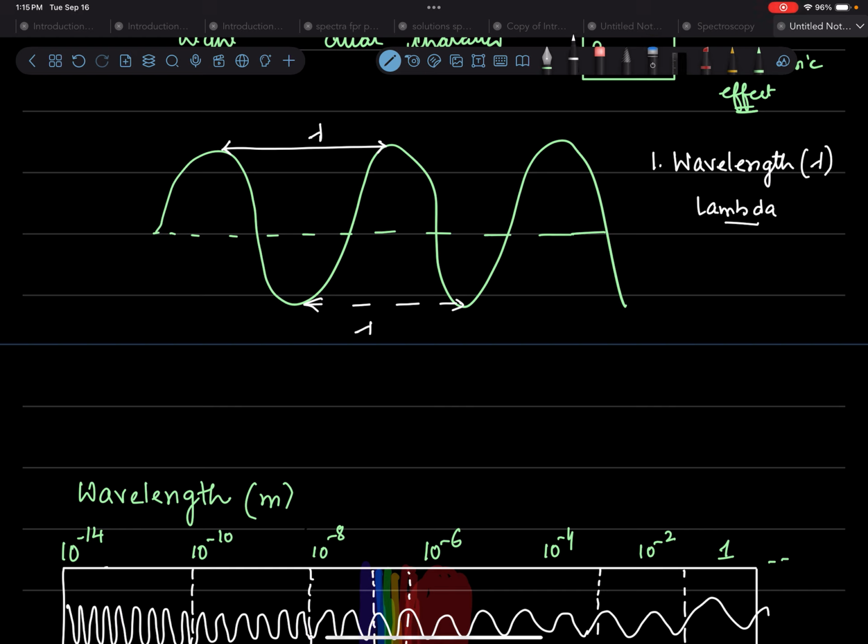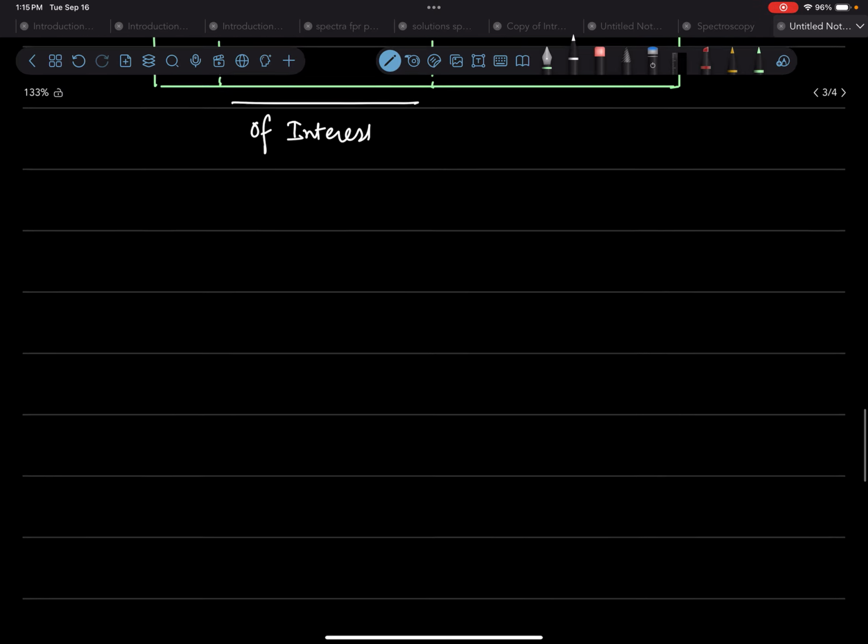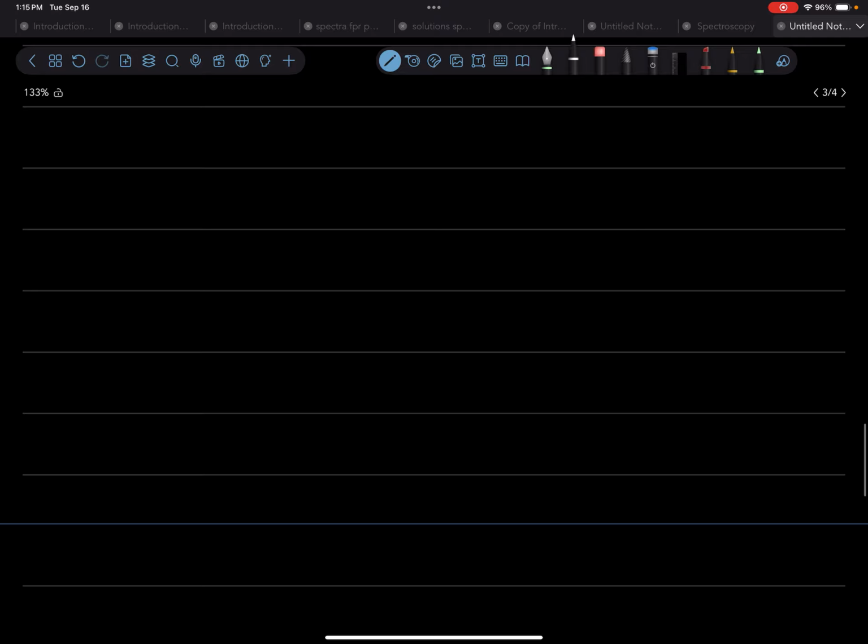And what are the units of wavelength? Since it is a length, its units are the units of length: meters, centimeters, etc., depending upon what you're talking about. So this was wavelength. The second term which I want you to understand is frequency.